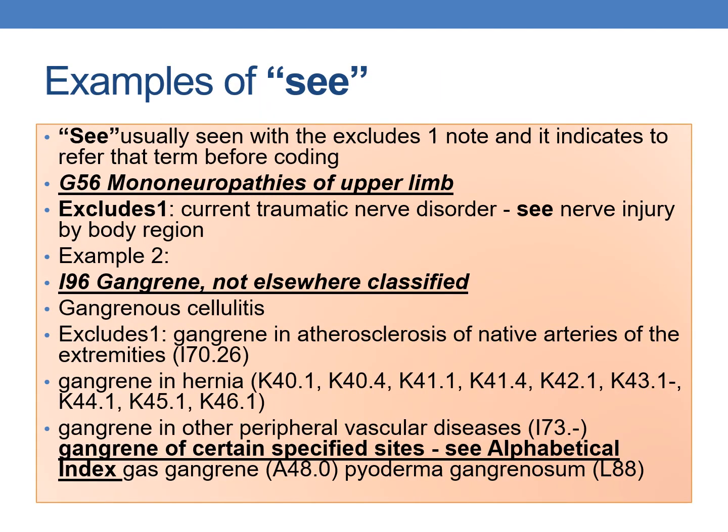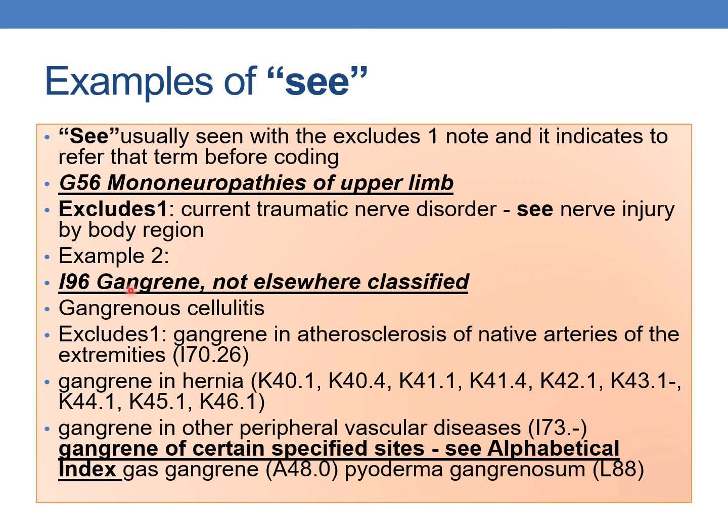Some more examples. "See" is usually seen with an excludes note and it indicates to refer the term before coding. Here you can see G56, mononeuropathies of upper limb. In that excludes note, it includes current traumatic nerve disorder, and you can see this cross-reference note "see nerve injury by body region." That is, before coding this, we must see the nerve injury by body region.